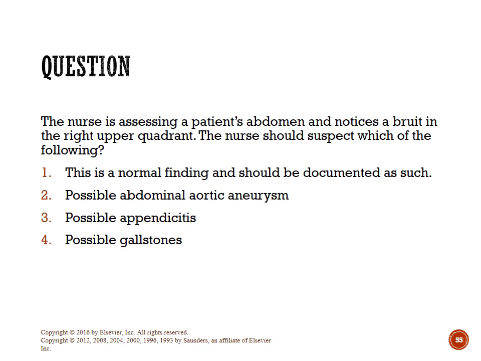So we have a nurse that's assessing a patient's abdomen and notes a bruit in the right upper quadrant. What should we suspect at this time? And this is going to be a possible abdominal aortic aneurysm. This is definitely not a normal finding. And it's not appendicitis or gallstones, and this is probably a fairly large aortic aneurysm if it's in the right upper quadrant. So we're not going to palpate that aneurysm.